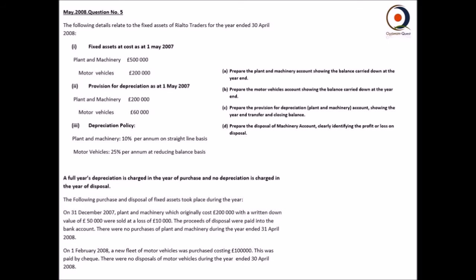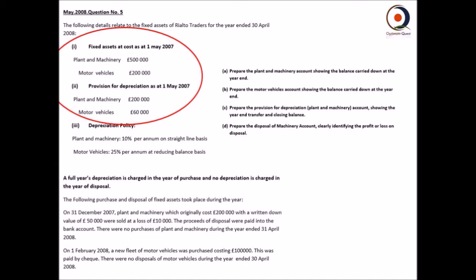Let's start with requirement A, where we have been asked to prepare a plant and machinery account. The first item we need for this account is the balance BD, or the balance of plant and machinery we have at the first date of the current financial year. As you can see in the question, the financial year starts at 1 May 2007 and they have already given the balances of the accounts at this date.